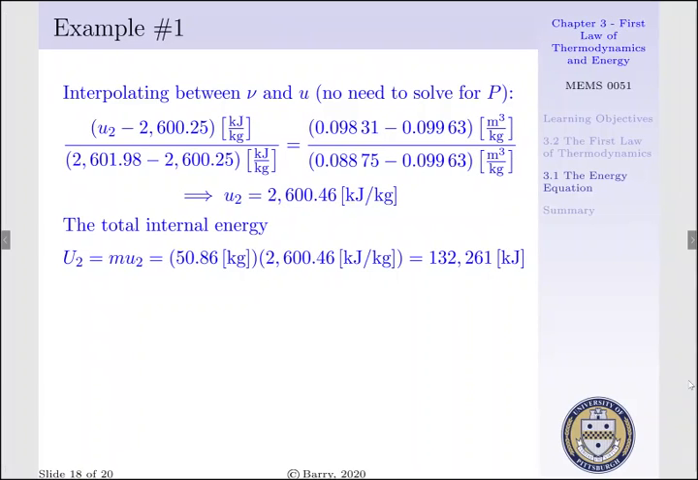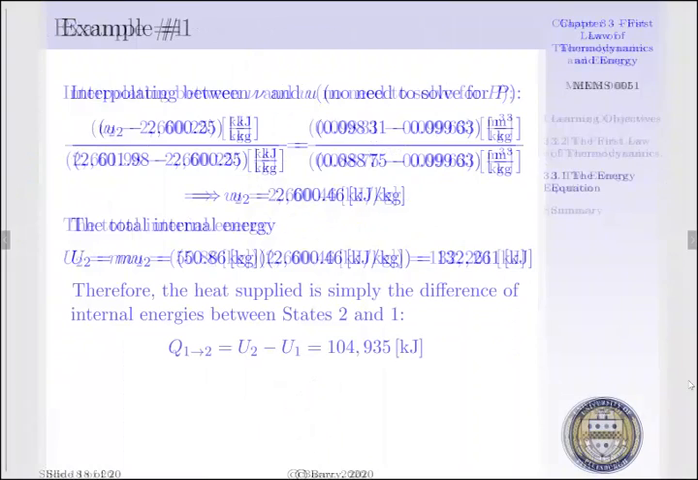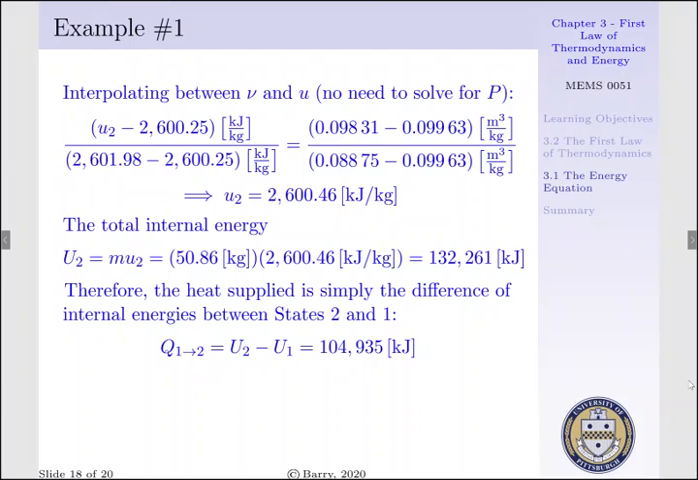Thus, our total internal energy at state 2 is simply equal to mass times u2, which is equal to 50.86 kilograms times 2600.46 kilojoule per kg. Or our internal energy at state 2 is equal to 132,261 kilojoules. Last but not least, to determine the heat supplied to our system, all we have to do is take the difference of internal energies at state 2 and 1. That is, Q1 to 2 would be equal to 104,935 kilojoules.